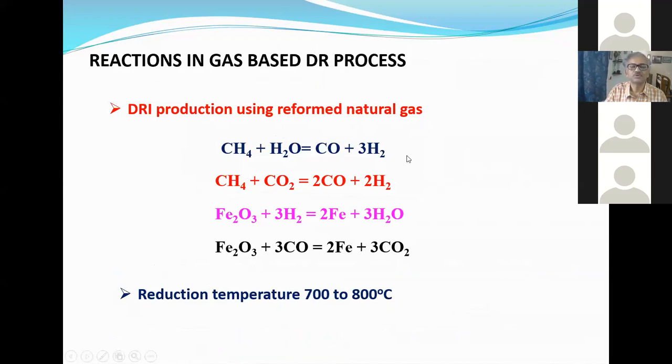This gas should produce CO, which reduces the iron ore in the solid state, and this product is also called direct reduced iron. That is the product of direct reduction. So this is also called direct reduction.